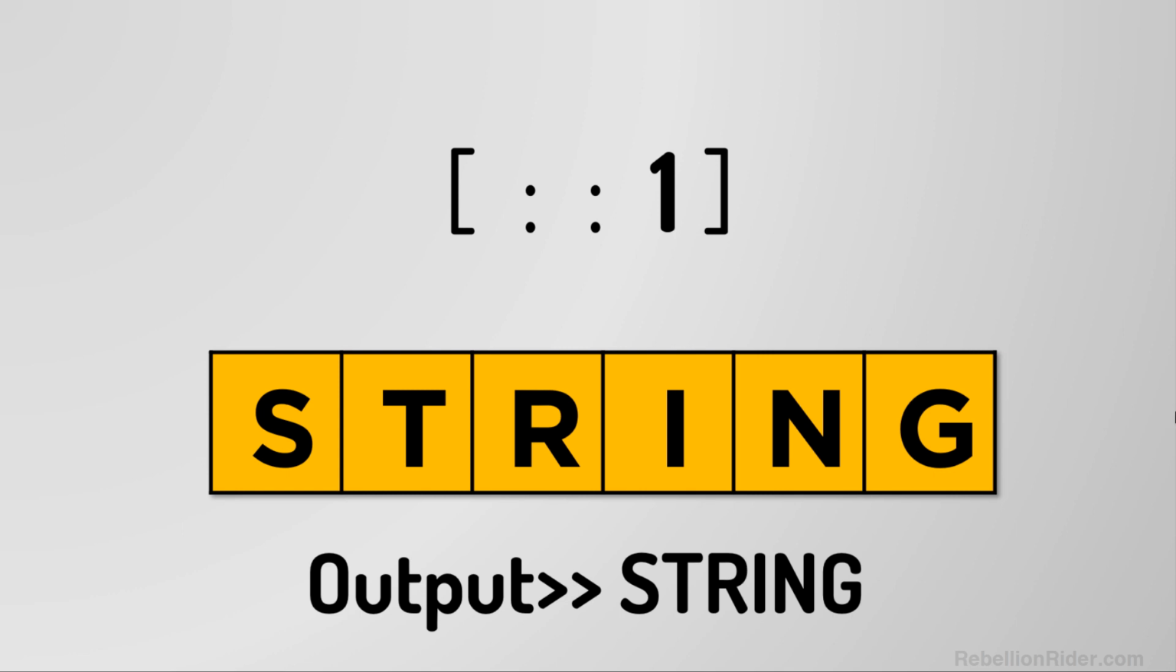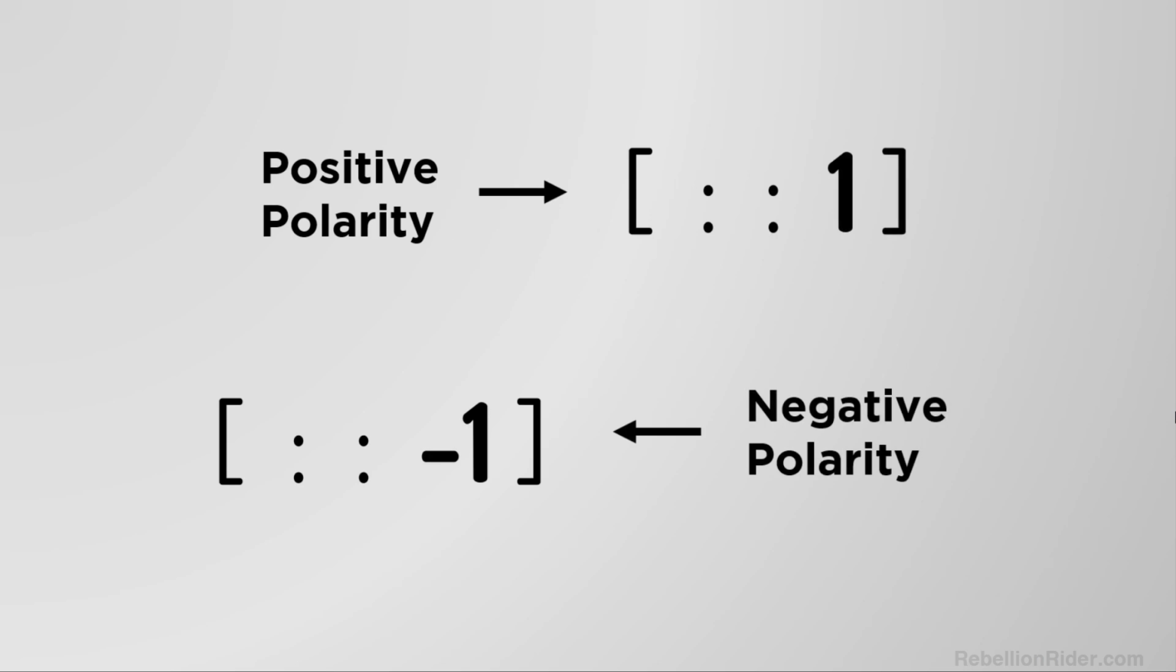Now, let's come to the integer 1. Firstly, it is not the integer which is changing the behavior. It is the polarity of the integer, the sign carried by the number. A positive number tells the interpreter to process the string from left to right, whereas a negative number tells the interpreter to process the string from right to left.